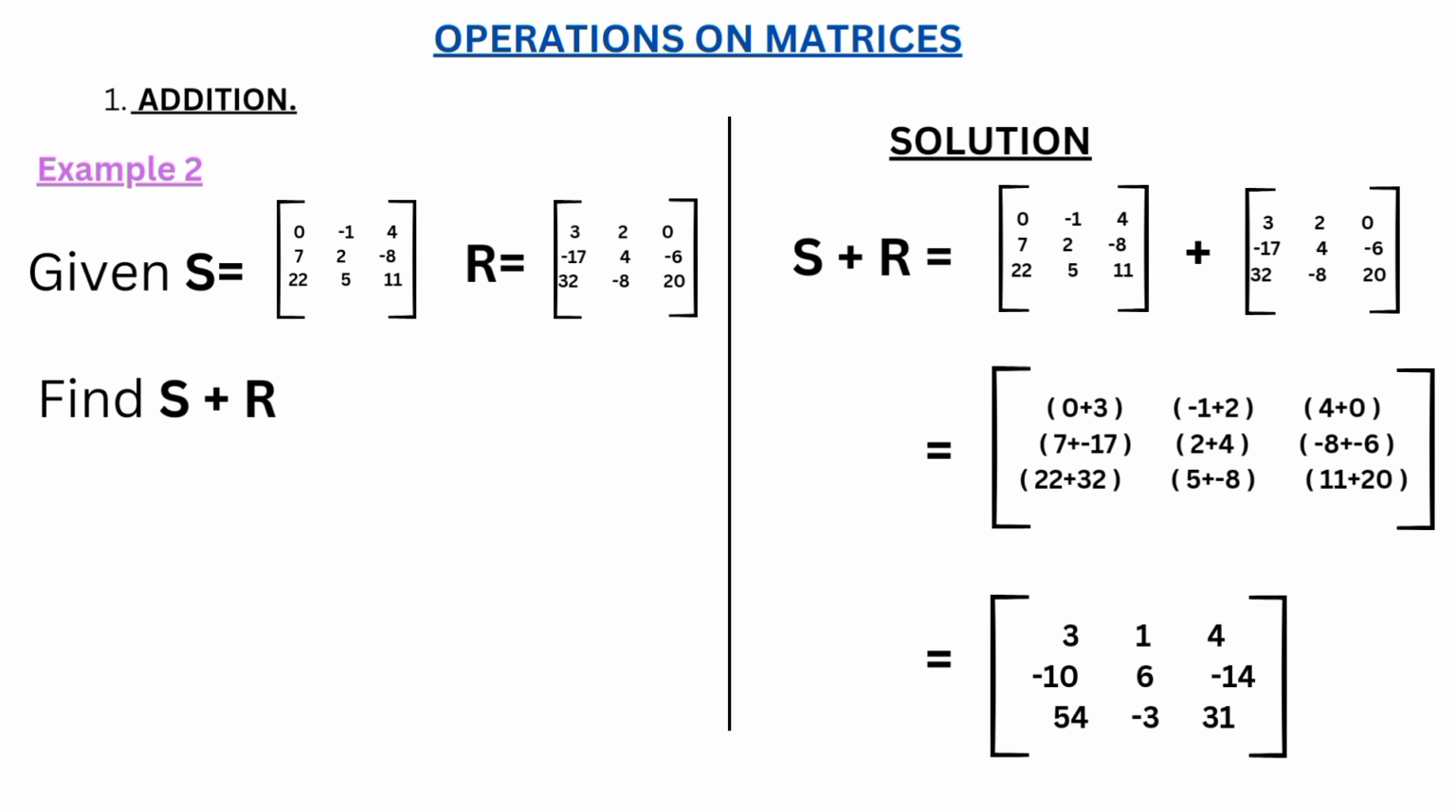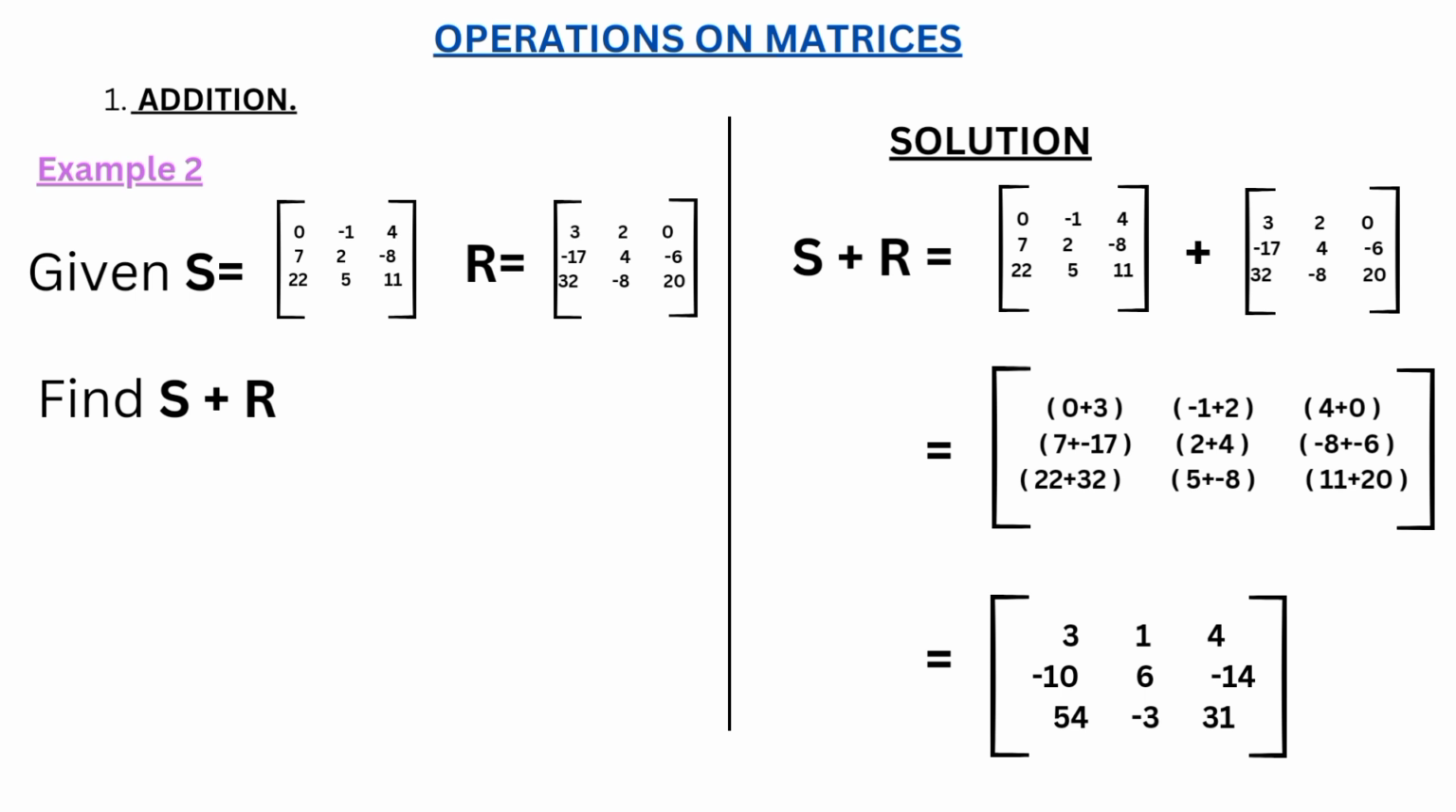So in this case, S has 3 by 3 order of matrix. R has 3 by 3 order of matrix since it has 3 rows and 3 columns. Those are the requirements in order for them to be compatible for addition. So in the solution, again, we add 0 with 3 since it's in the same position. 0 plus 3, -1 plus 2, 4 plus 0, 7 plus -17, 2 plus 4, -8 plus -6, 22 plus 32, 5 plus -8, 11 plus 20.